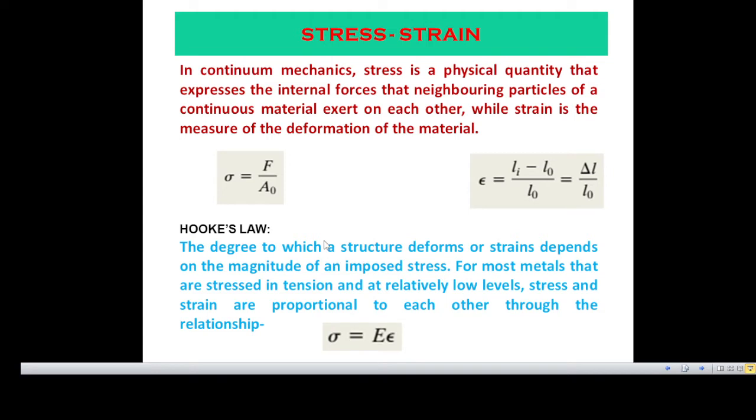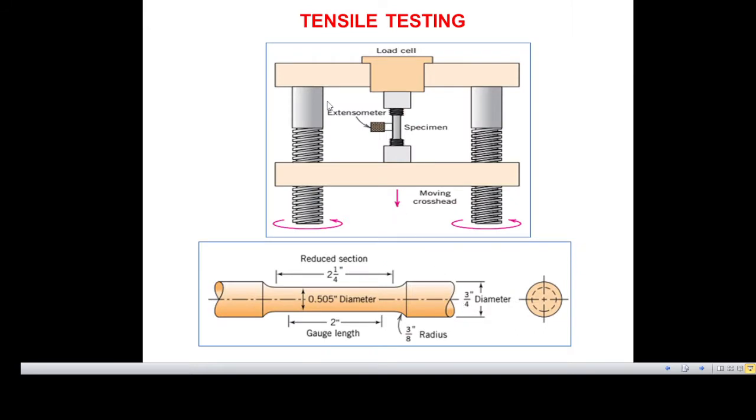Now according to Hooke's law, stress is directly proportional to strain, or we can write sigma equals E times epsilon, where E is the modulus of elasticity, epsilon is strain and sigma is stress. So stress is equal to modulus of elasticity times strain, or stress divided by strain is equal to the modulus of elasticity. Now, tensile testing we can perform in a universal testing machine.